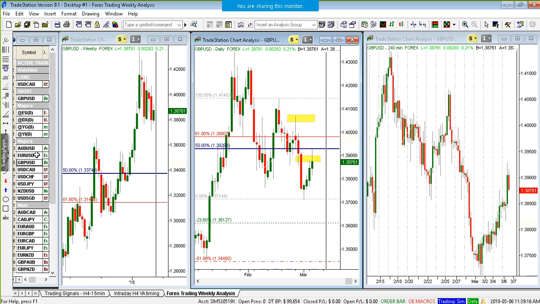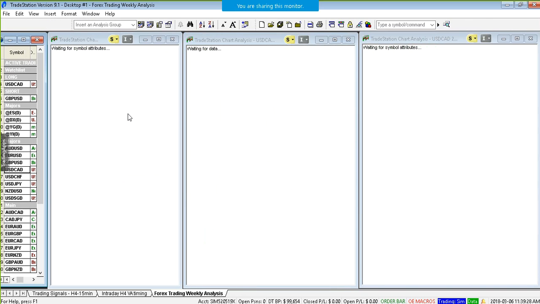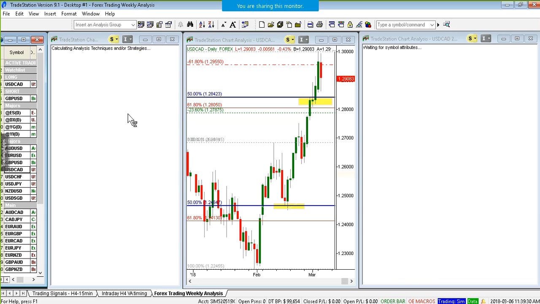So the majors are a little bit mixed. Australian dollar very weak, euro dollar strong, pound weak. So the picture is not completely clear of what could happen next there.